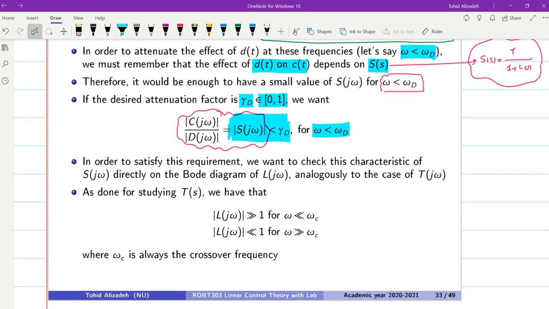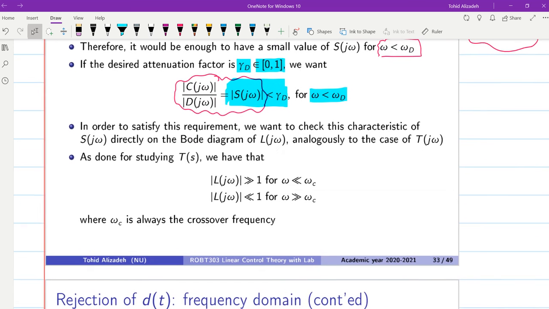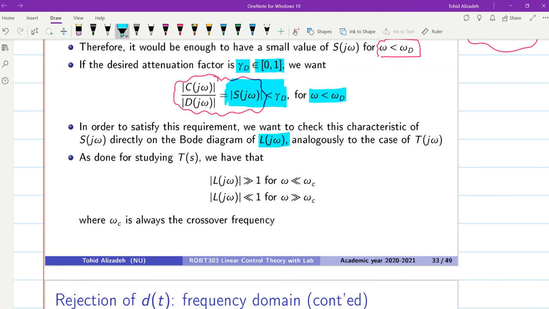On the other hand, we want to check this property, the disturbance rejection, by looking directly at the amplitude of L of j omega. We don't want to draw the amplitude of S of j omega and then determine the disturbance rejection property, similar to what we did for the noise attenuation. So we want to focus on the amplitude or Bode diagram of L of j omega and then discuss the disturbance rejection.